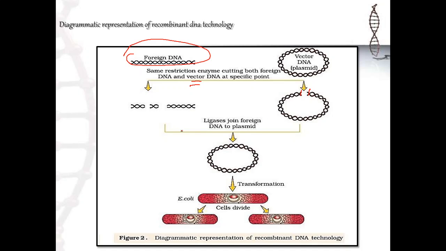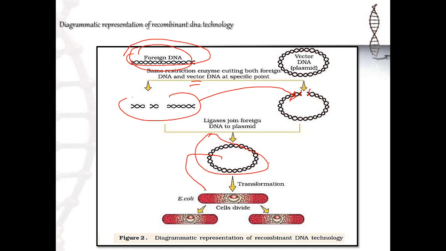And then ligases join the foreign DNA to the plasmid. This foreign DNA, the desired gene, we insert into our vector, which is the plasmid. So ligases join the foreign DNA. Then this is the resulting plasmid, now carrying the foreign DNA. For transformation, this DNA is inserted into our bacteria.